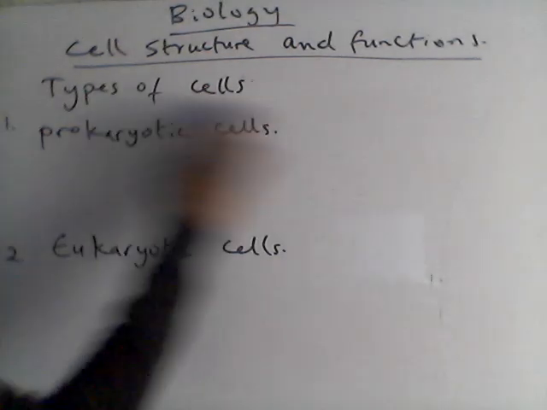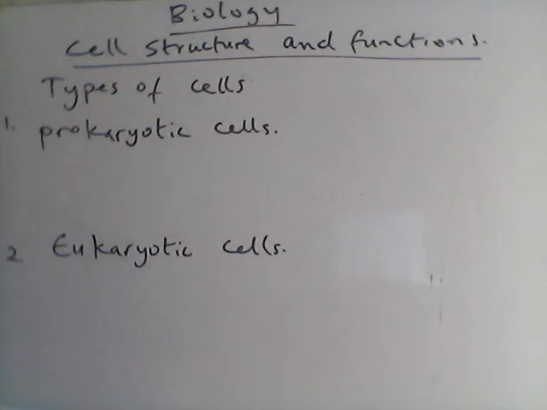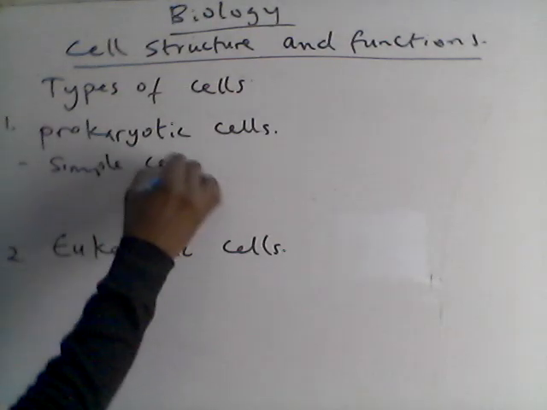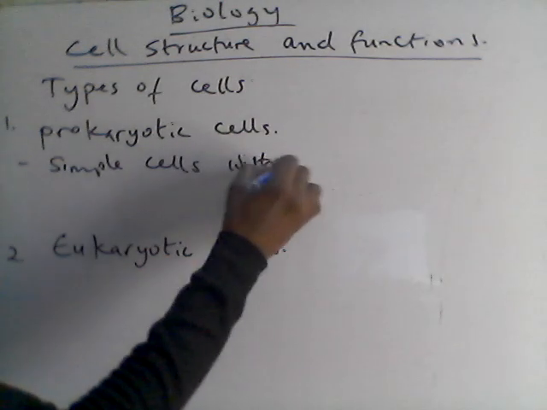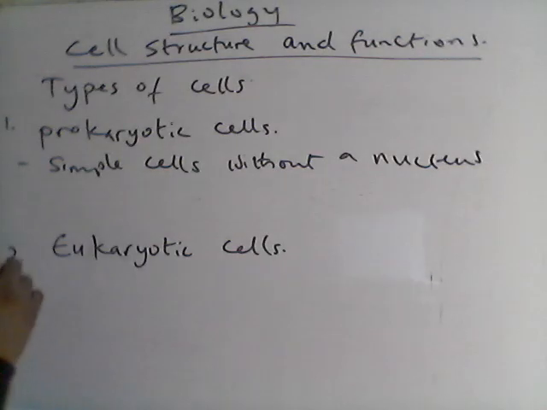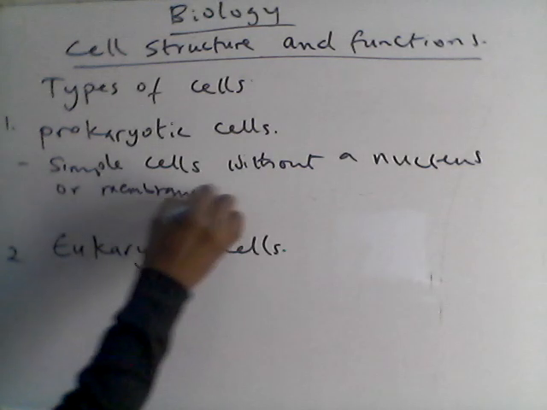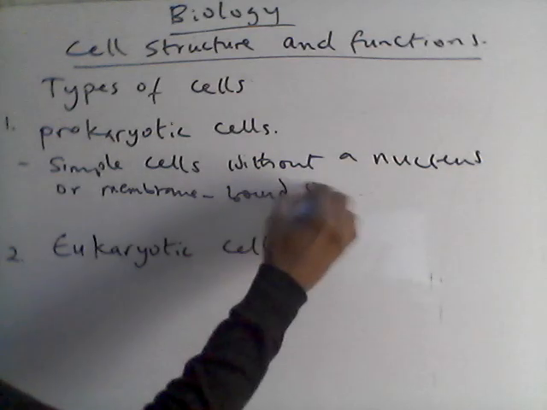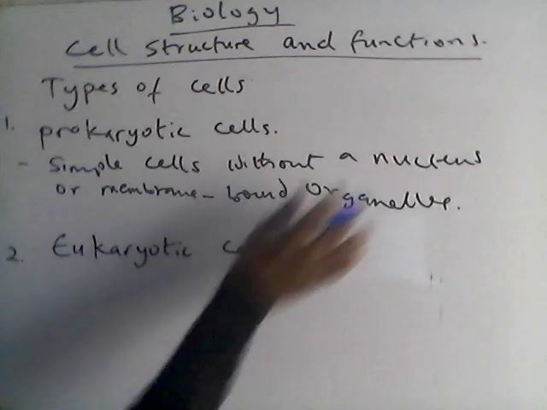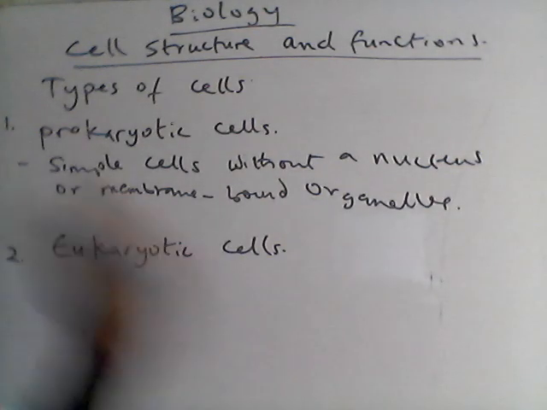So we have two types of cells. We have the prokaryotic cells and the eukaryotic cells. The prokaryotic cells are simple cells without a nucleus or membrane bound organelles. So this is a prokaryotic cell: cells without nucleus or membrane bound organelles.